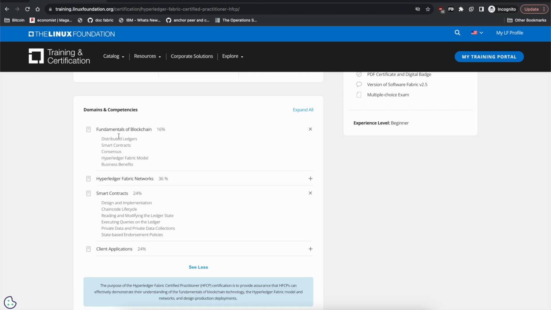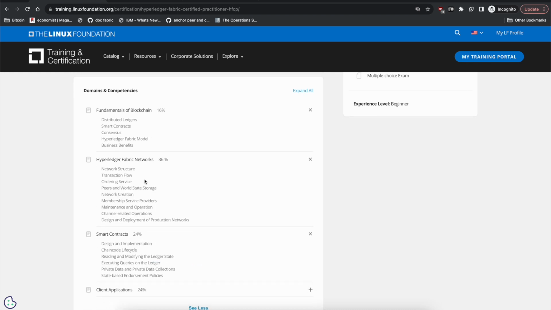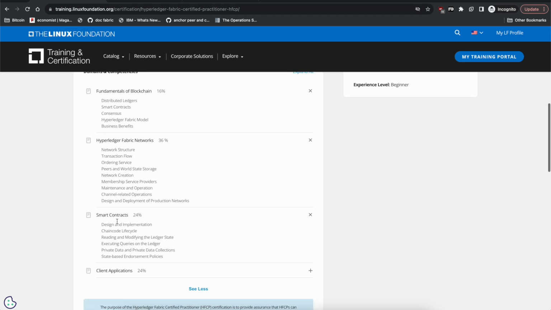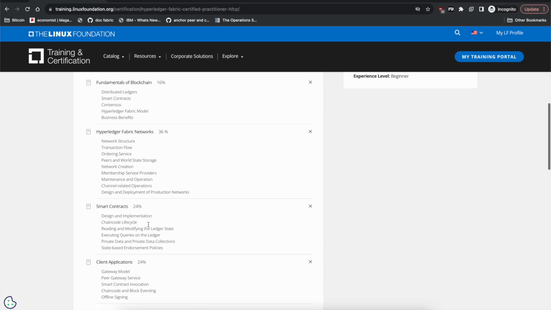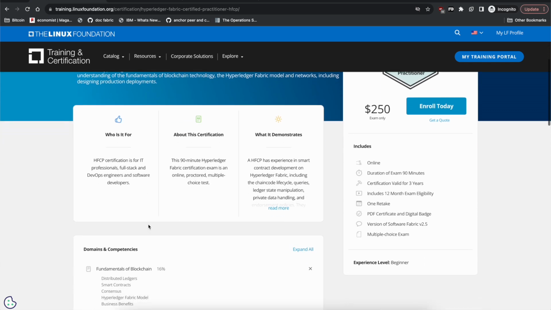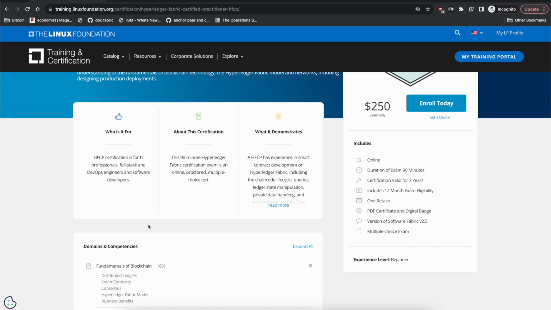So you will be asked about fundamentals of blockchain, of course the network, how it works, etc., and a bunch of questions regarding different cases and technical questions, and also about smart contracts and client applications. So the question here is how to succeed in this certificate. Just to mention an important point: in this exam, documentation is not allowed, unlike the previous certificates. So you are on your own.